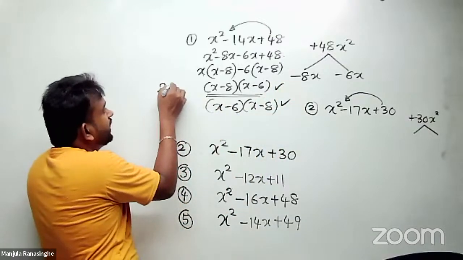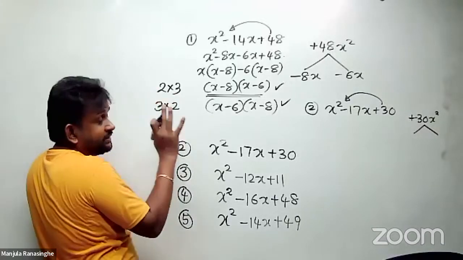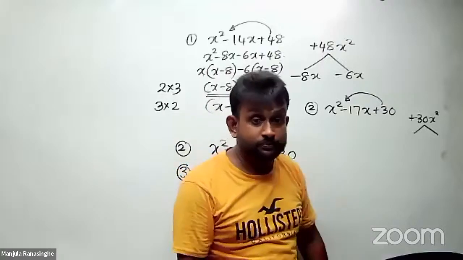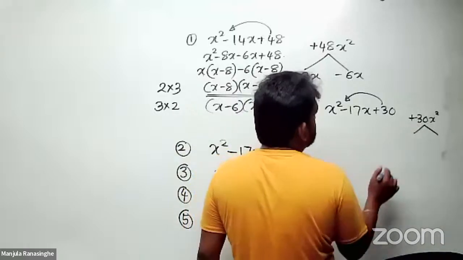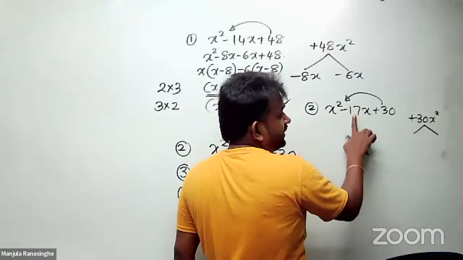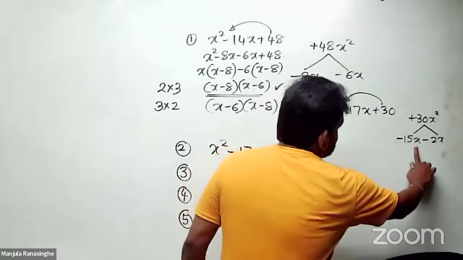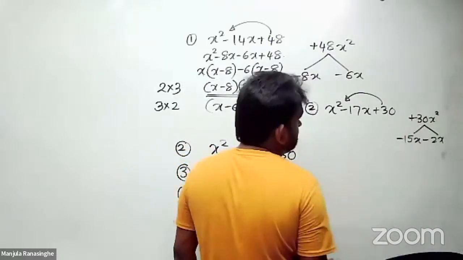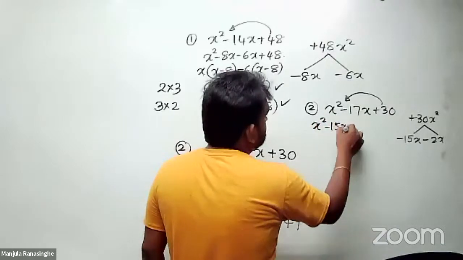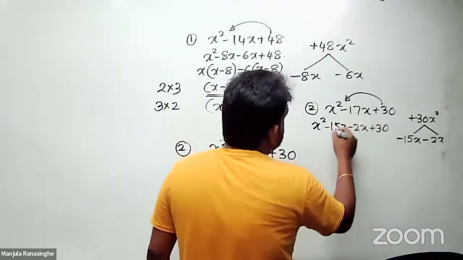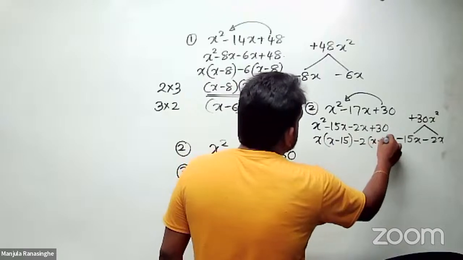Why? In mathematics, we have a rule: 2 into 3 equals 3 into 2. The product is equal. That is a law in maths. Now here 30 gives you the sum 17, so I prefer 15x and 2x, both negative. See, the sum is negative 17x and the product is positive 30x squared. Now I can write negative 15x, negative 2x plus 30. Taking 2 by 2 common, x into x minus 15 minus 2 into x minus 15.